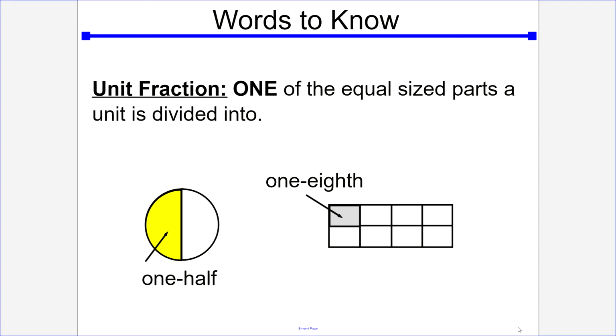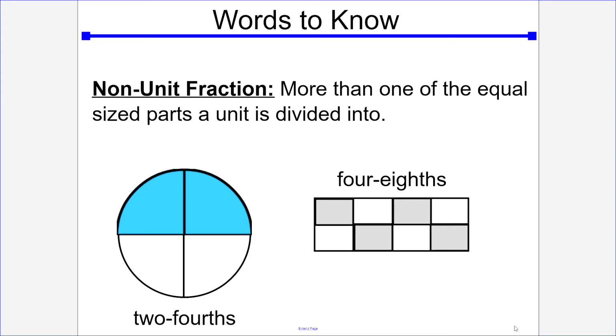Non-unit fractions are more than one of the equal-sized parts that a unit is divided into. You can see that this circle unit is divided into 4 equal parts. 2 of them are covered with blue pieces. This is a non-unit fraction because more than one of the equal-sized parts are covered. This fraction is 2/4. There are 4 total parts in the unit and 2 of them are covered.